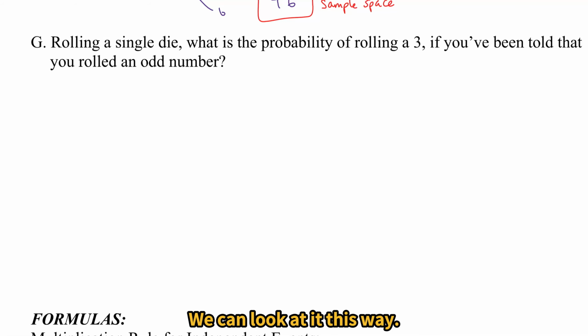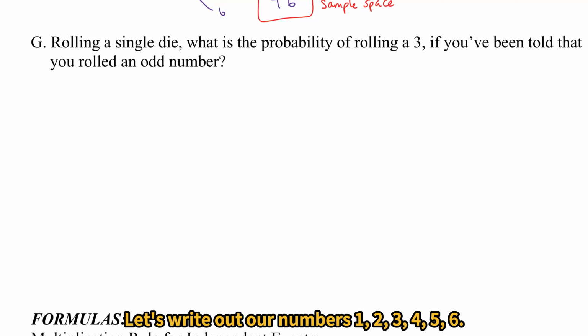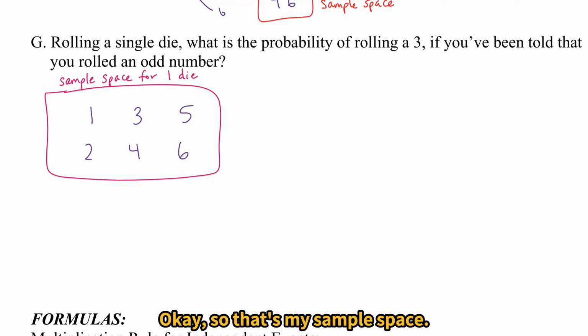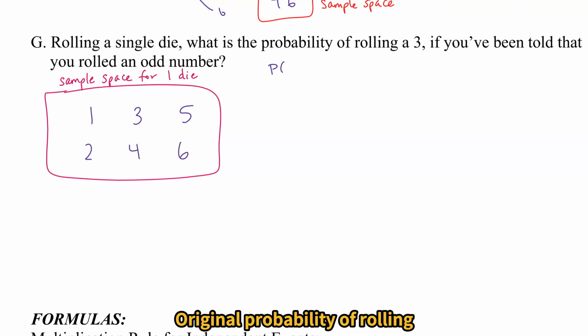We can look at it this way. Let's write out our numbers. 1, 2, 3, 4, 5, 6. This is my sample space for rolling a single die. Okay, so that's my sample space. Original probability of rolling a 3 would be 1 out of 6.